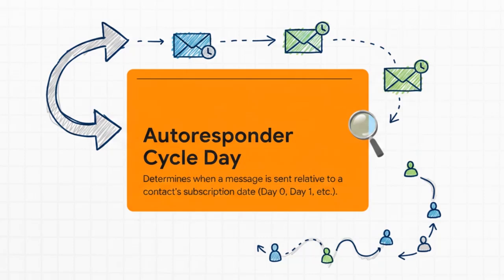Day 0 is the day they join. Day 1 is the day after. And you can create a new message for Day 2, then another for Day 5, maybe one for Day 10, whatever you want. This is how you build a welcome series, or a mini course, or a nurture sequence that automatically unfolds over time for every single person who signs up.